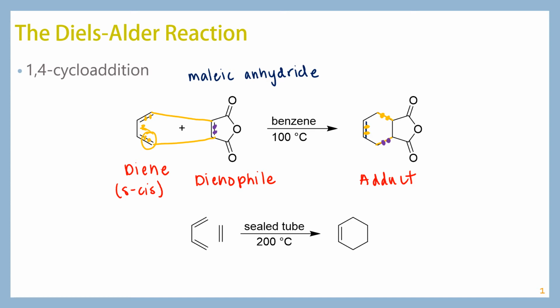So a very simple example of a Diels-Alder reaction would be between 1,3-butadiene and ethylene. If you take these two reagents and put them together in a sealed tube, like a glass tube, and you seal the top, and you heat it under pressure at 200 degrees Celsius, you can actually create cyclohexene. This is a really unfavorable reaction, which is why you have to heat it up to 200 degrees in a sealed tube. But it can be done.